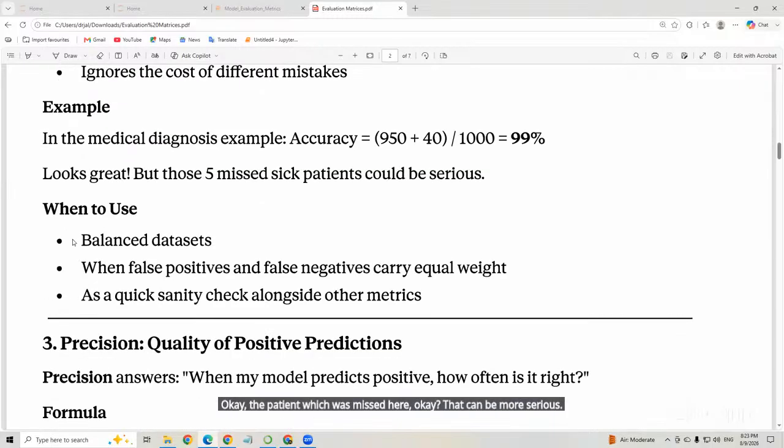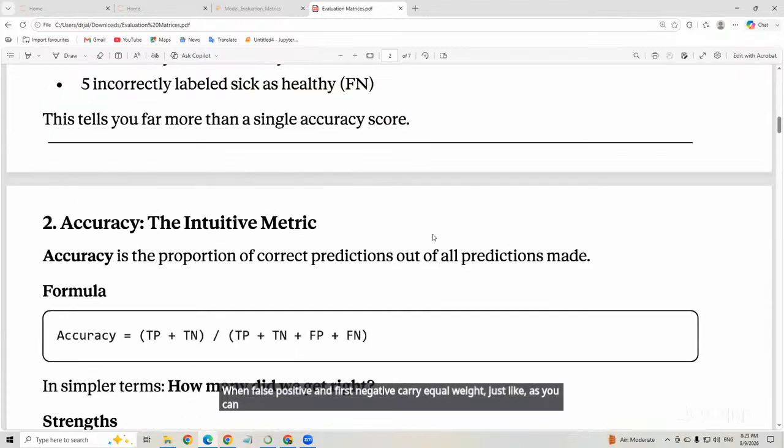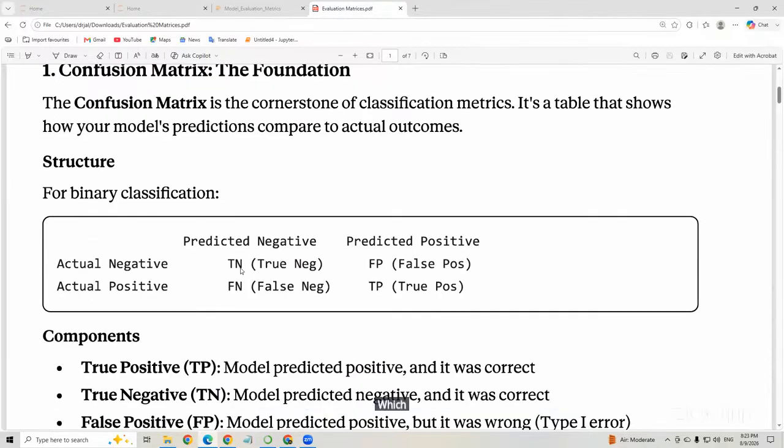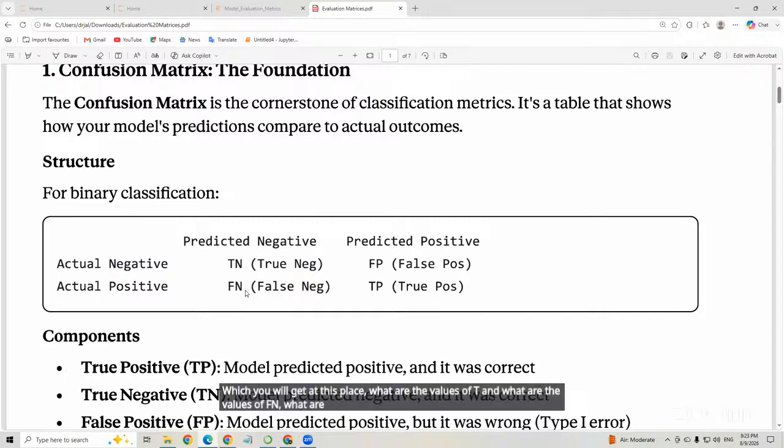Okay, so when to use a balanced data set? When false positive and false negative carry equal weight. Just like, as you can see, the values which you will get at this place. What are the values of TN? What are the values of FN? What are the values of FP, FN and TP?